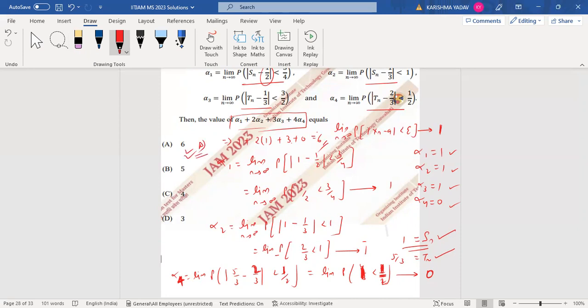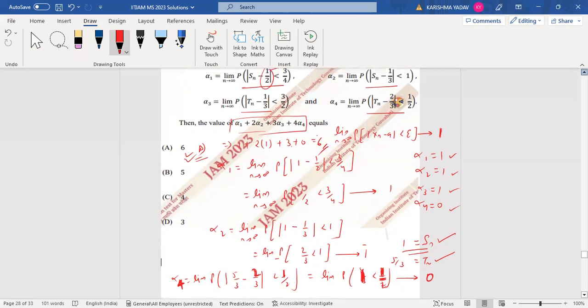Okay, so we have to apply the convergence in probability definition here. You just have to know the definition of convergence in probability. If you know this, then this is a very simple question for you. I have written all these things, that's why I have taken so much time.